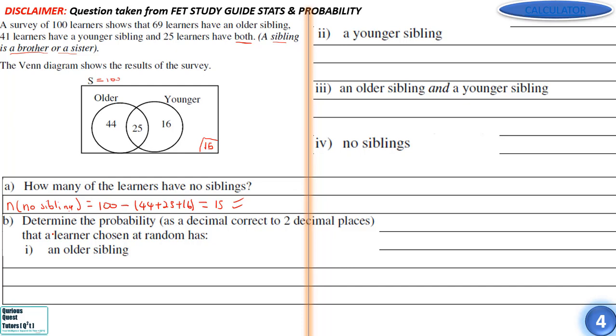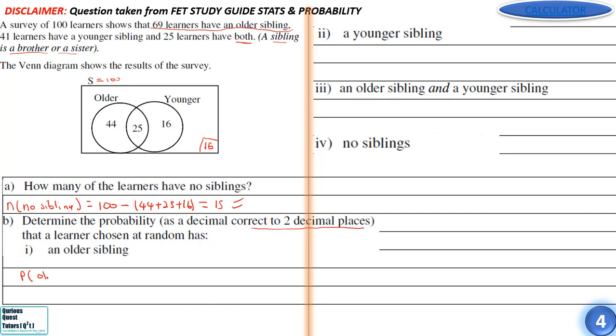So let's look at the second question. Determine the probability. We are asked to leave our answer correct to 2 decimal places. In other words, we will be required to use a calculator. Let me reread this. Determine the probability that a learner chosen at random has an older sibling. If a person has an older sibling, I need to be careful. The people here have both old and young, so I must include them. And if you read from the initial statement, they said 69 learners have an older sibling, so that shouldn't be a problem.